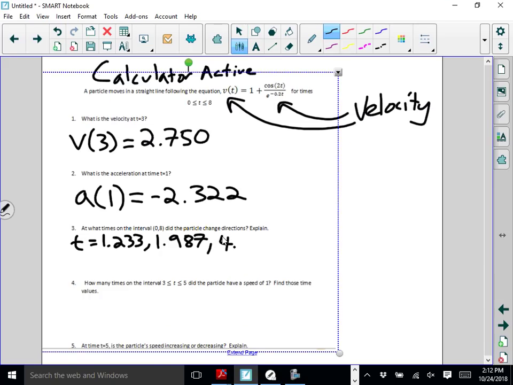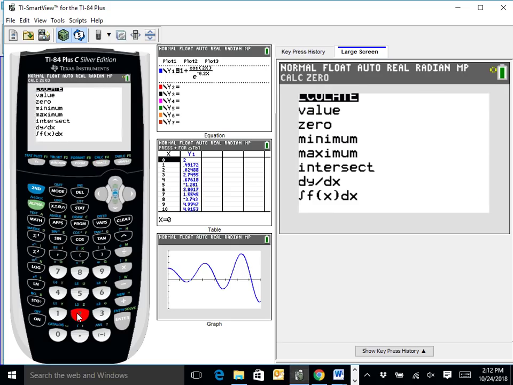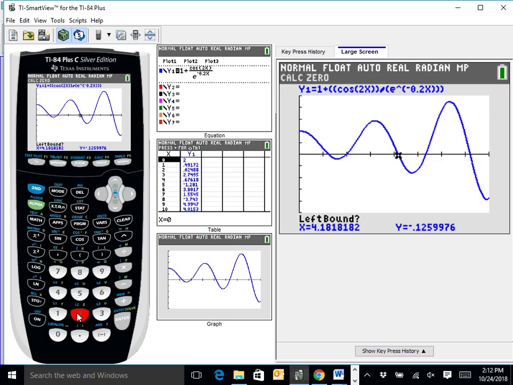Alright, got 2 more to report. I'm going to do them the fast way. Okay, so I'll do second calc number 2 for zero. My left bound here, I'm going to use 5. My right bound, I'm going to use 6. And hit enter. And there we have the next one at 5.321.